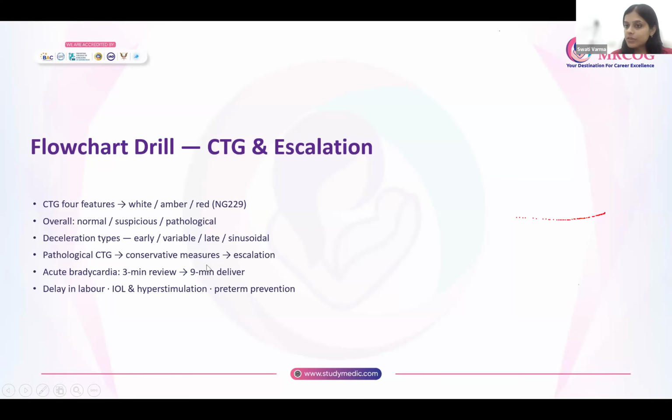Immediately start with conservative measures and lead to escalation of care, and it might require expedition of delivery if it's not resolving on the basis of conservative measures alone.